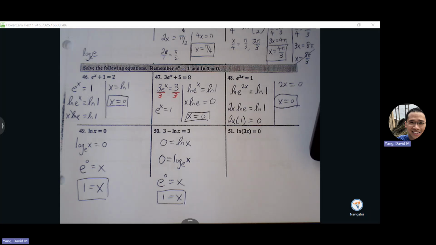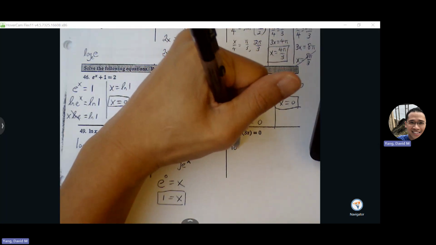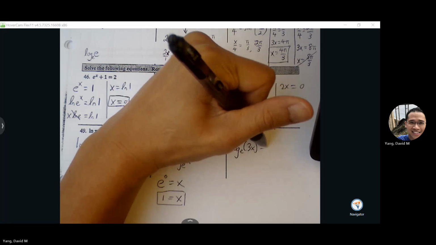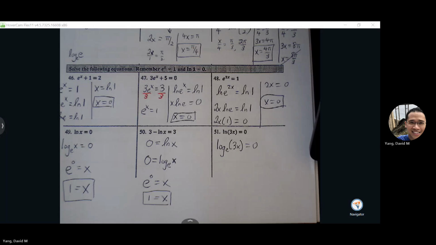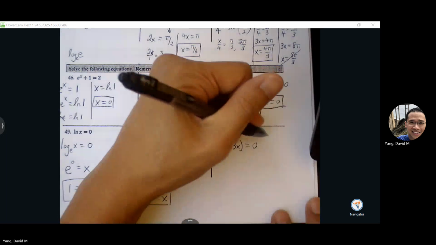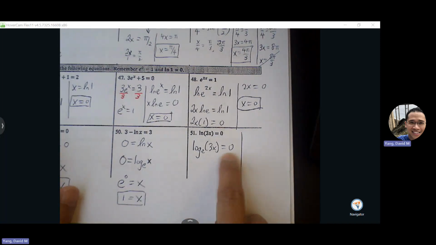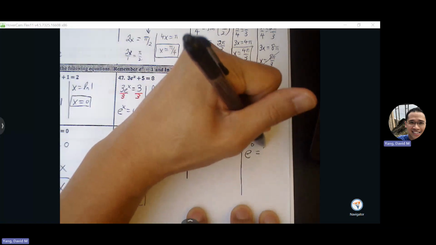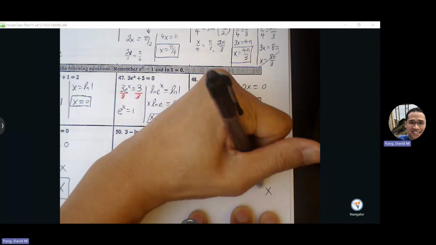Okay, 51, natural log of 3x equals 0. Let me get that base to show up. Natural log is the same thing as log base e. So there's another way that you can do this. We can convert to exponential form and say e to the 0 is equal to 3x. And then 1 is equal to 3x. And so therefore x is equal to 1/3.